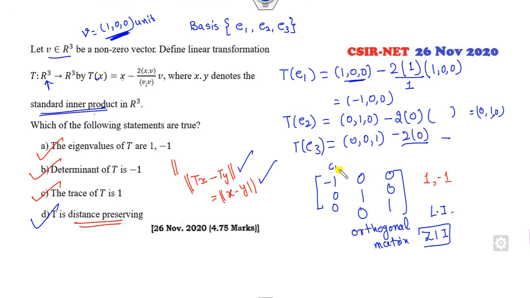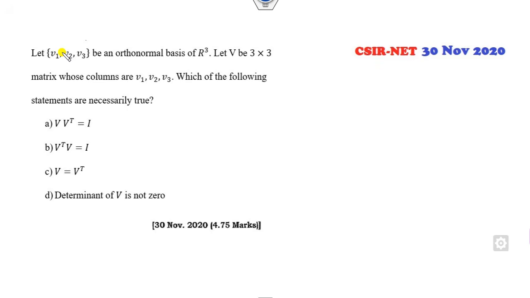Otherwise, you can see this is C1, this is C2, this is C3. You can choose this as X, this as Y. You can find Tx and Ty, and you will see this equality is satisfied. Or otherwise, you can see T of E1 minus T of E2. The norm of the difference between them is √2. And what is X minus Y? The difference is again √2. So all are correct options.